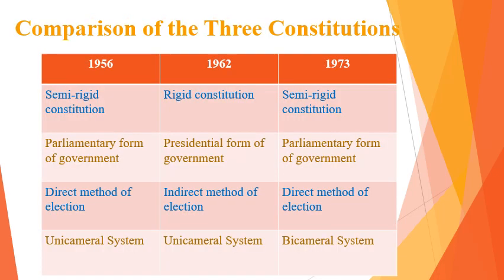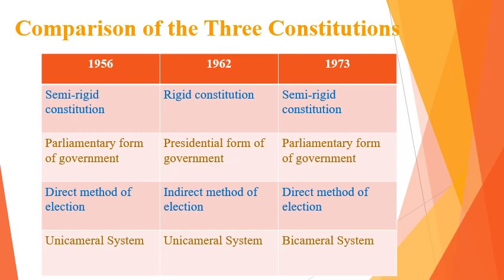Now the comparison among the three constitutions of Pakistan, the first one, semi-rigid constitution. Semi-rigid constitution means that, for example, the lawmakers who are sitting in the assembly, if they want to make any law, then if 2/3 of the members, it means out of every 3 members, if 2 members are voting in the favor of that law, of that bill, so that bill will automatically be changed into law and become the part of that constitution.